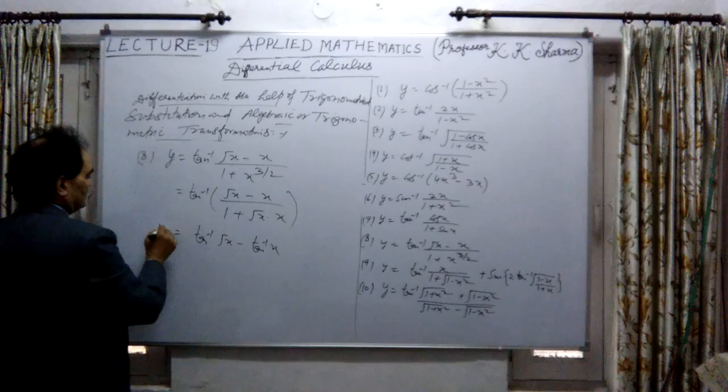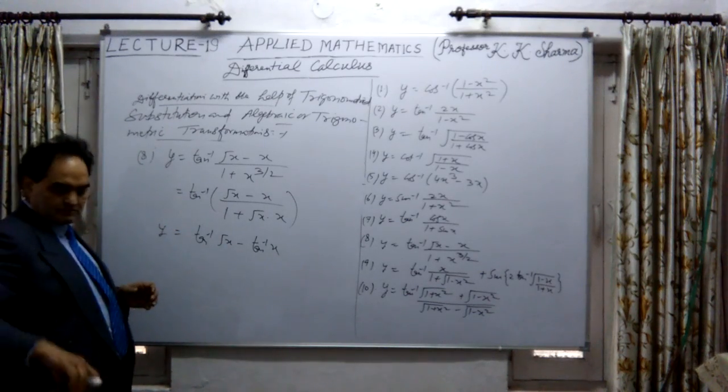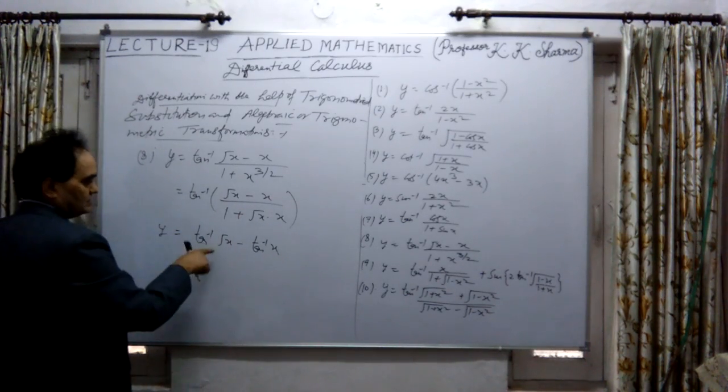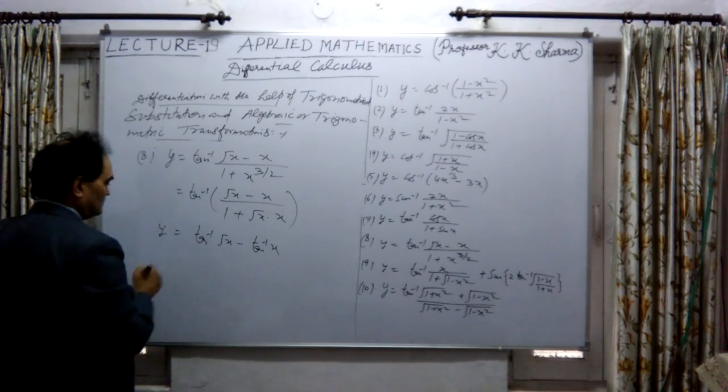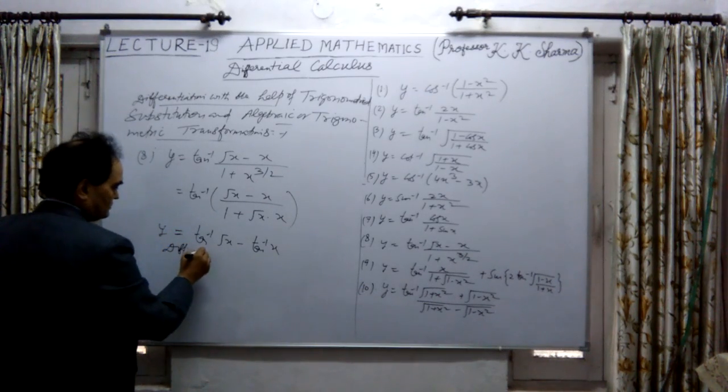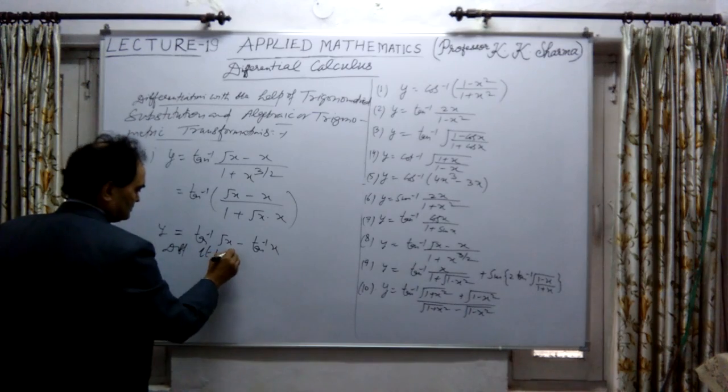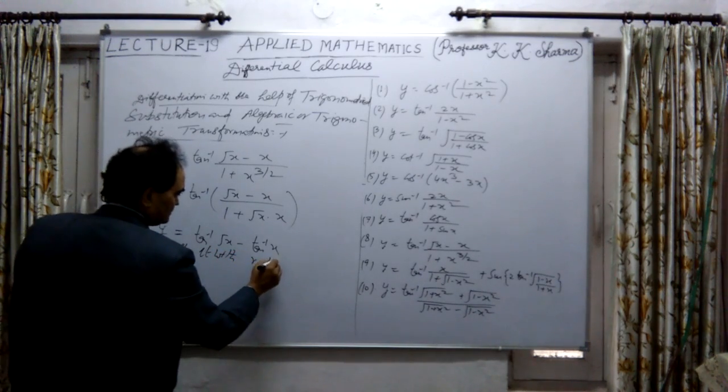Now we can differentiate this with respect to x. This formula is tan inverse root x minus tan inverse x, this whole equal to this much. Okay, so this is how, now differentiating it with respect to x, we get.